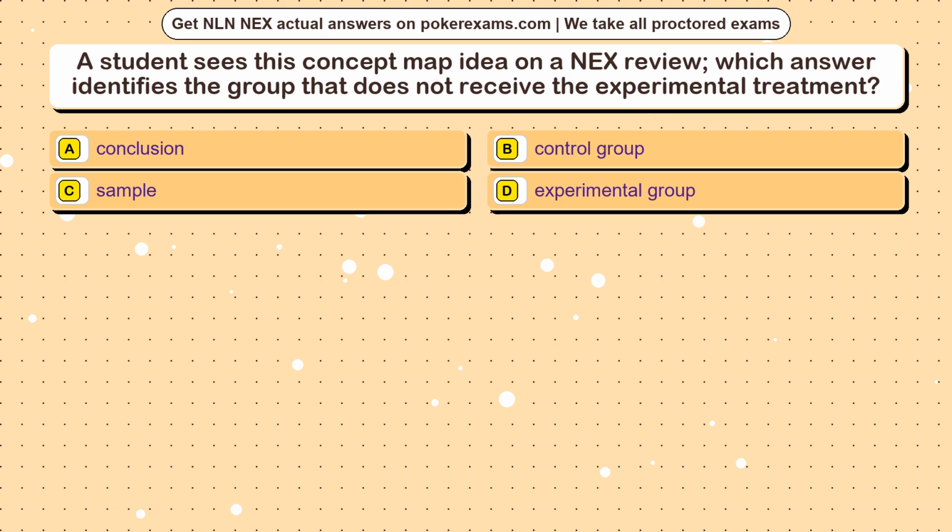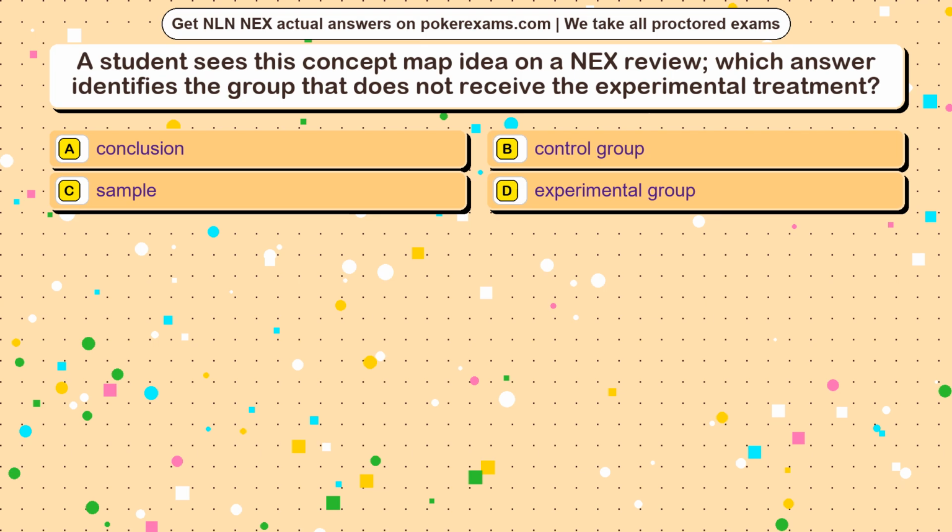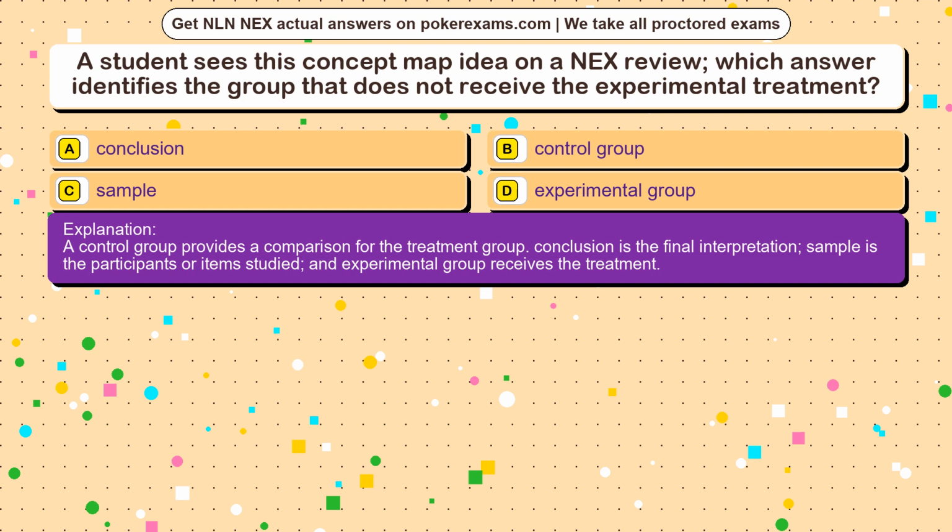Question 10. A student sees this concept map idea on a NEX review. Which answer identifies the group that does not receive the experimental treatment? Option A. Conclusion. Option B. Control group. Option C. Sample. Option D. Experimental group. The correct answer is option B. A control group provides a comparison for the treatment group. Conclusion is the final interpretation. Sample is the participants or items studied, and experimental group receives the treatment.